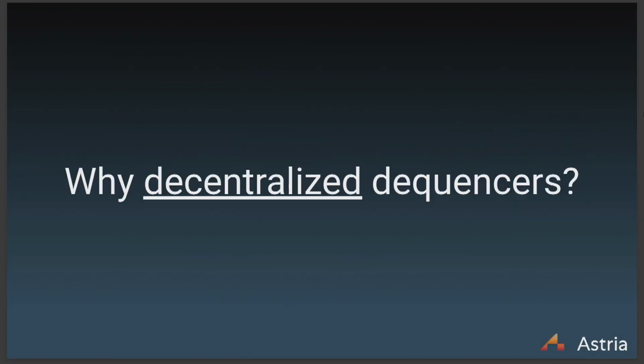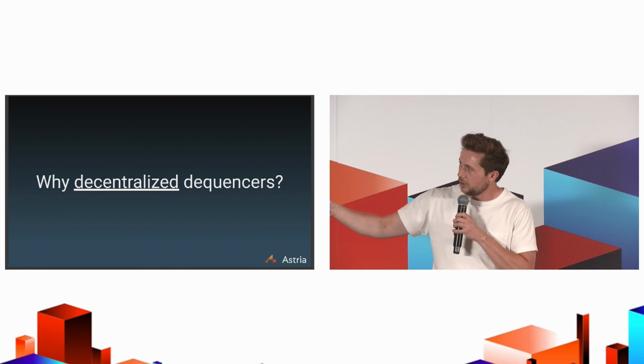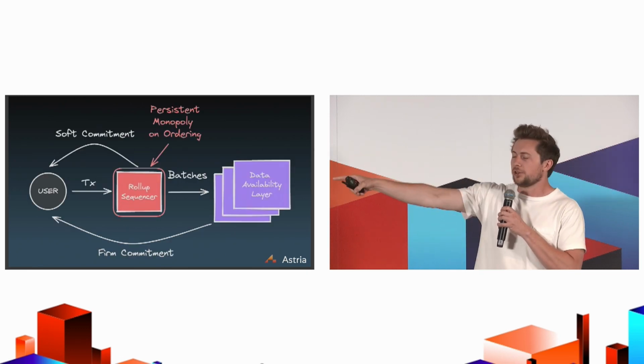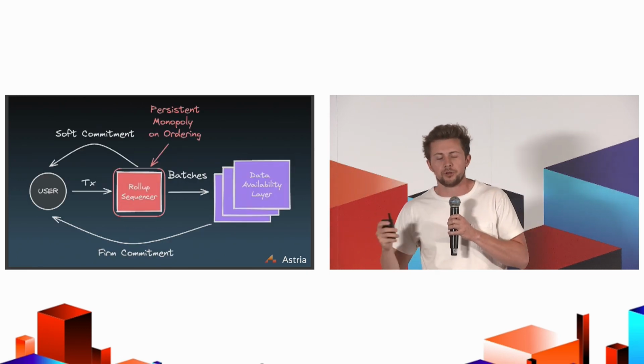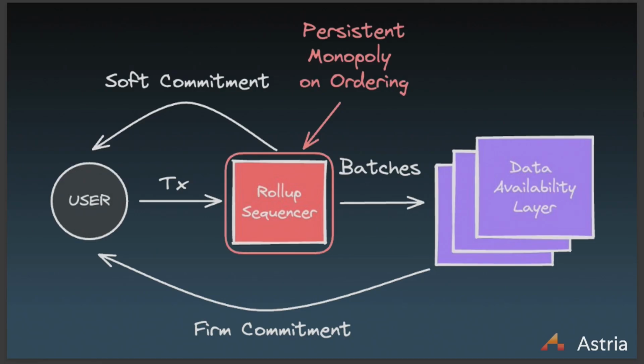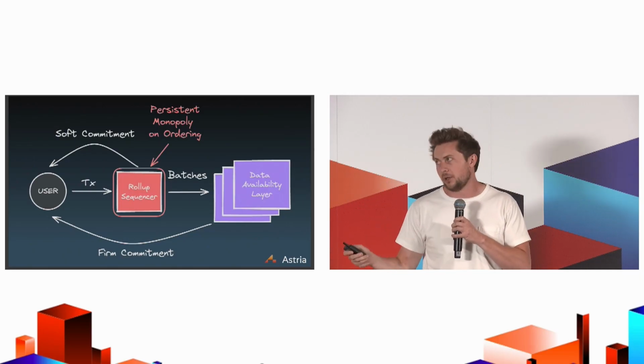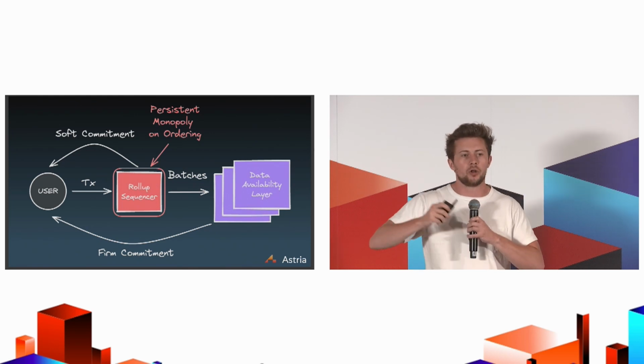What are the problems with that? Why would we decentralize? Because this rollup sequencer that is centralized has a persistent monopoly on ordering, right? And that's a problem for any number of economic reasons, on transaction flow, on censorship, right? But we don't want to have one party that has a persistent monopoly. And when we say persistent, we mean across all time, right?